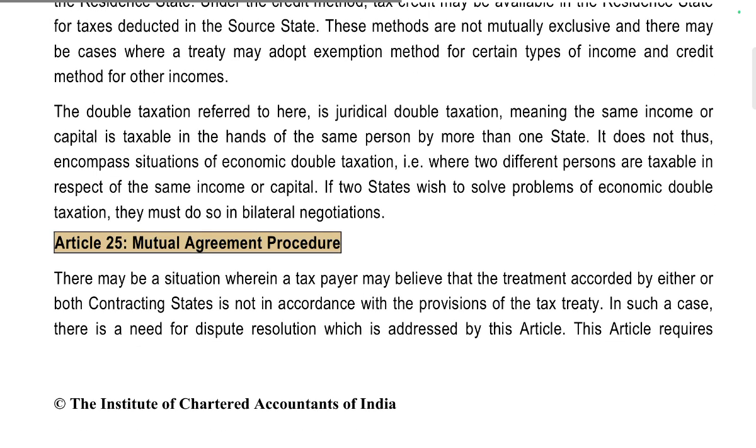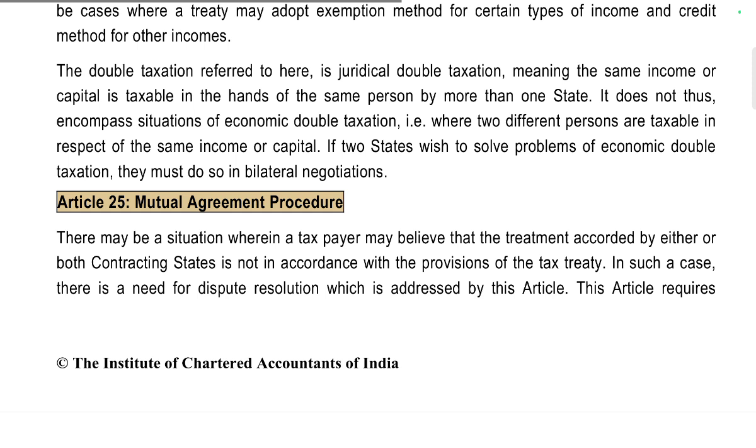Double taxation here refers to juridical double taxation, meaning some income or capital is taxed in the hands of the same person by more than one state. It does not thus encompass situations of economic double taxation, that is, where two different persons are taxed in respect of the same income or capital. If two states wish to solve the problem of economic double taxation, they must do so in bilateral negotiation.